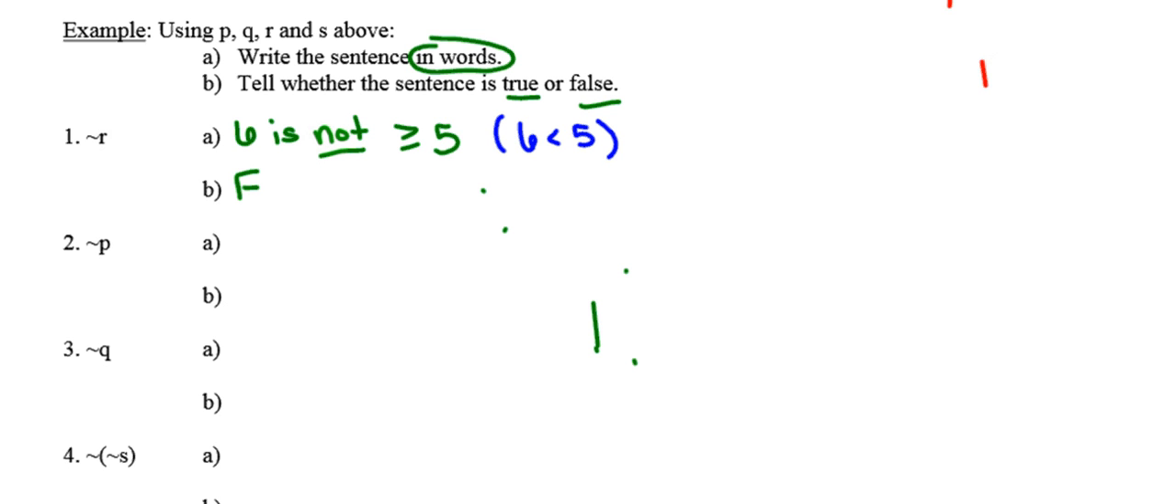Now we want to write statement not P in a sentence. Again, I'm going to do the truth value first. Since P was a true statement, not P, its negation, must be false. And now I need to take a look at statement P, Earth is a planet, and I need to insert the word not in there in a way that's grammatically correct. Earth is not a planet.